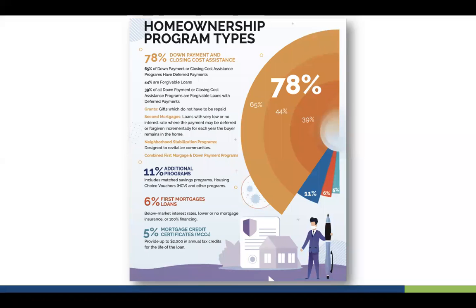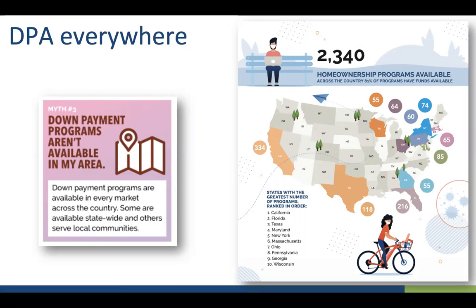Now, there are some other programs like match savings programs, housing choice purchase vouchers, and so forth. We're not going to get into those today. They're kind of outliers in the aggregate, but we are going to talk about the three most common types of programs.